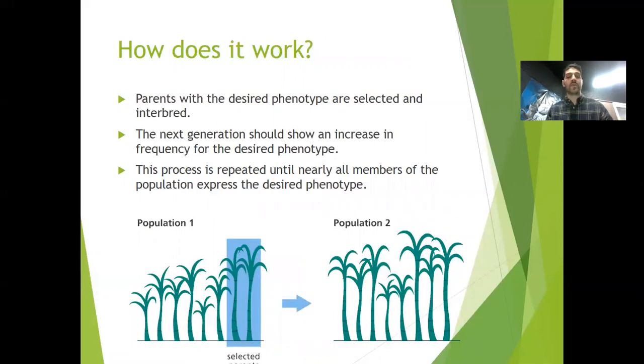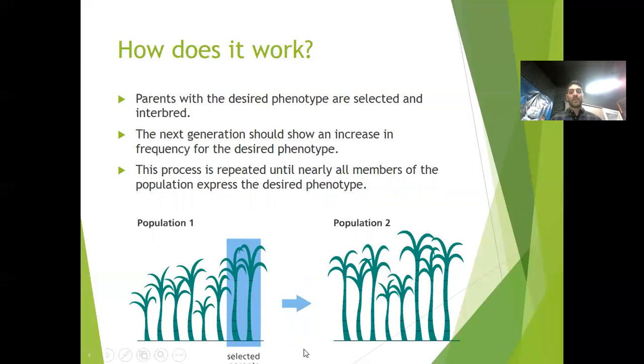So how does it work? For selective breeding, we identify which parents have the phenotype that is desired, and we start to breed them together. And what should hopefully happen is that the generation afterwards should show an increase in the frequency, or the percentage, I guess, of that phenotype. Now, the reason I said hopefully is because we know that sometimes the parents with the phenotype may be carriers for phenotypes that we don't want. So it isn't always 100% going to happen.